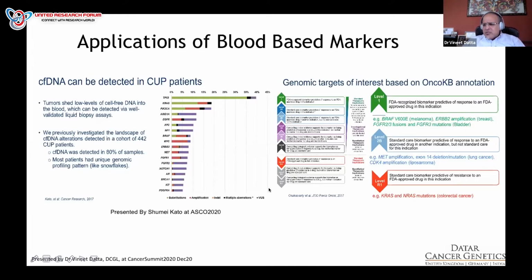Increasingly, when we talk about standard therapeutic implications, including FDA-recognized biomarkers, we know that we're dealing with a very specific predictive response to FDA-approved drugs with a specific indication, which could be a level 1, like we see with BRAF in melanomas. This could be a response to an FDA-approved drug in a specific indication, for example, looking at a MET amplification, or a CDK4 amplification in liposarcoma, or an FDA-approved drug in an off-label indication, as we've seen with some of the RAS mutations in colorectal cancers.